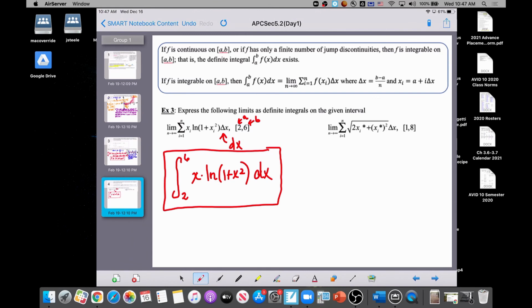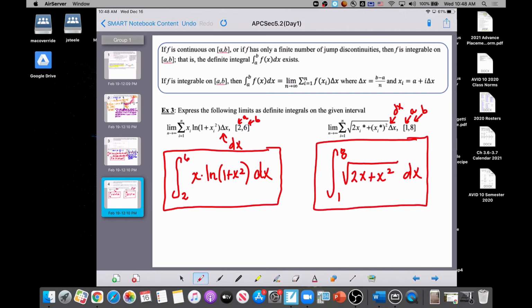The second one, same idea. So again, remember that change in x is represented by dx. In this case, our a would be 1, our b would be 8. And so we have the integral from 1 to 8. Our function is the square root of 2x plus x squared, and then we need our dx after our function.